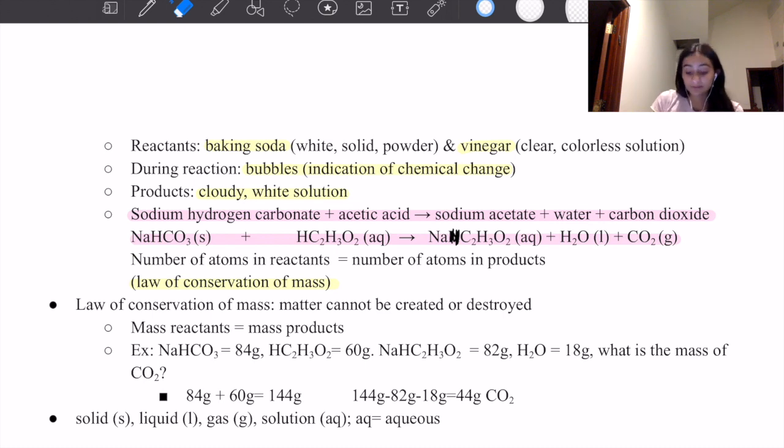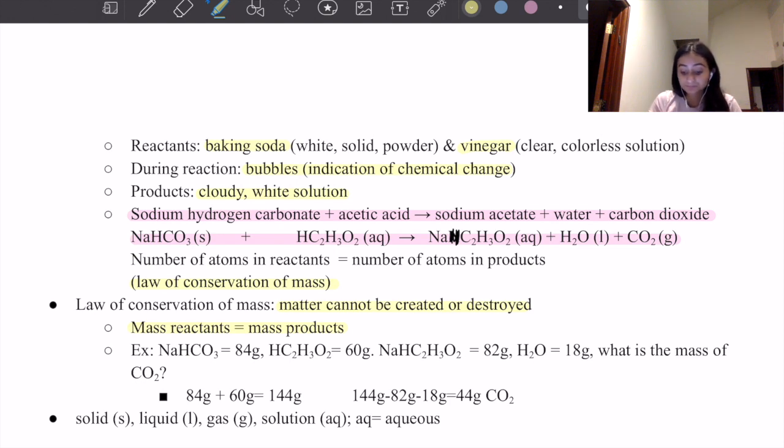And that is important because the law of conservation of mass says matter cannot be created or destroyed. So whatever you start with on the reactants, even if it's in a different order, everything that showed up in the beginning of the reaction must show up in the end. And this also plays a part in the mass of the reactants and the mass of the products. So the total mass on the left side of the equation will equal the total mass on the right side according to the law of conservation of mass.